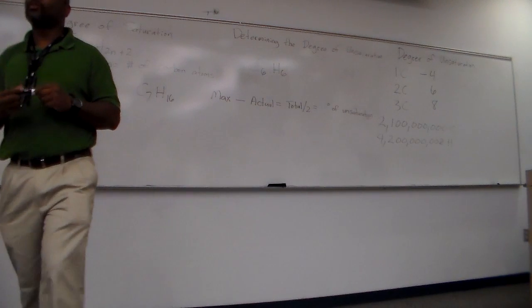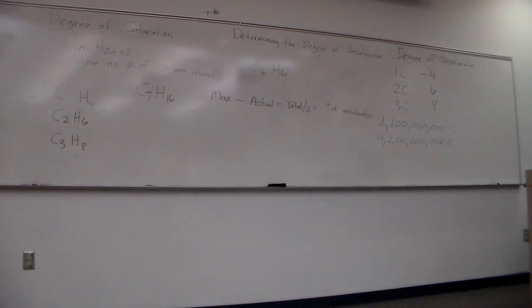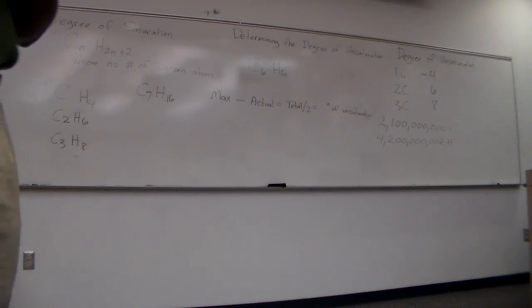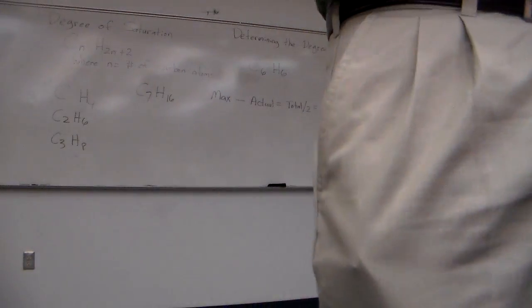For the max, we want to know the maximum number of hydrogens that could be around 6 carbon atoms. To figure that out, you can do it 2 ways. If it's a small number, you can always draw out 6 carbons in a straight line and put hydrogen atoms around it.